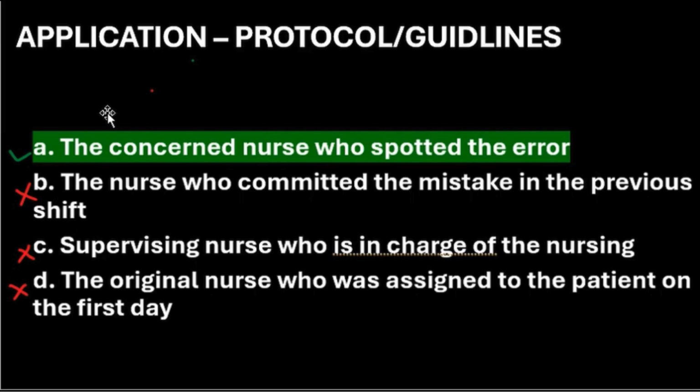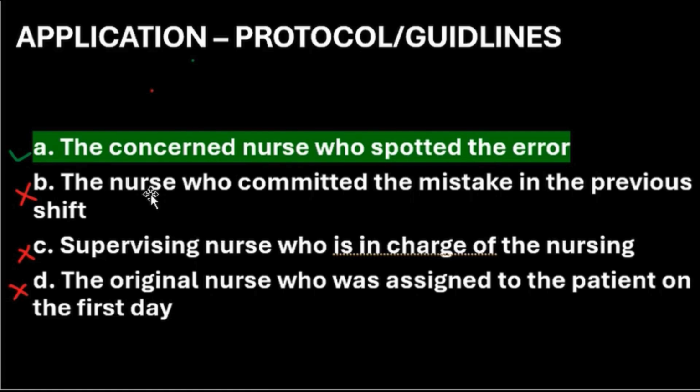The incident reporting will be generally done by the person who is observing or who is directly attending the incident. So the concerned nurse has observed the error, she spotted the error, and she has to write the report. The nurse who committed the mistake is not on the reporting part. She is the person who has to do the rectification and maybe sometimes she needs to face disciplinary actions if needed. The supervising nurse who is in charge of the nursing is also not directly dealing with the reporting. She will proceed further with the report which is already written by the nurse who spotted the error, and she needs to take more actions on the report. She is not the one directly writing the report. The original nurse who was assigned to the patient on the first day is not significant here. So the right answer is the concerned nurse who spotted the error.